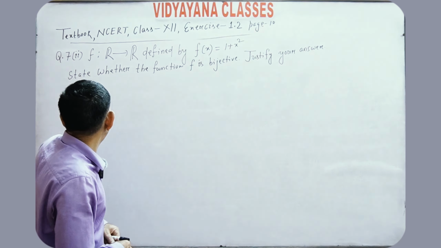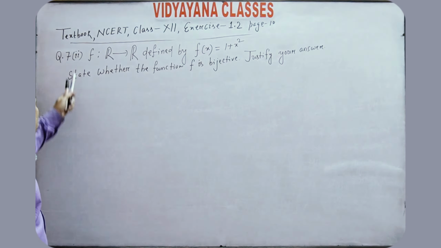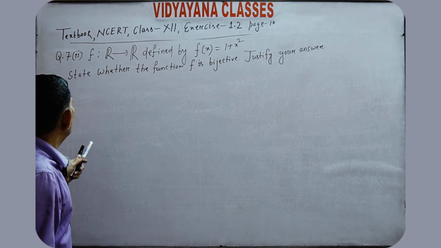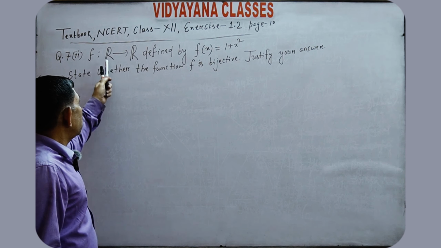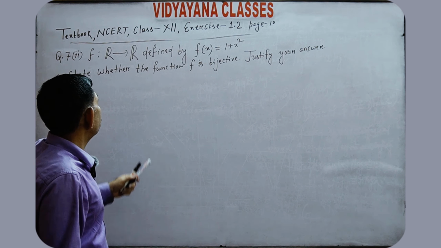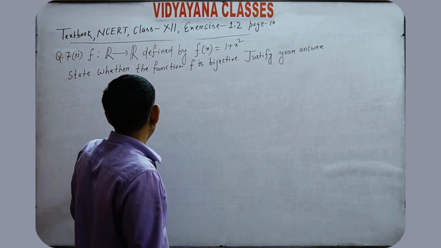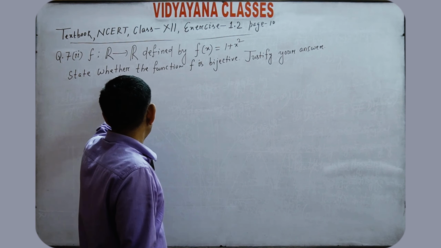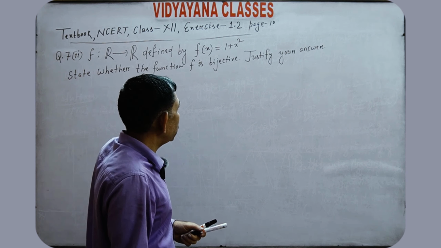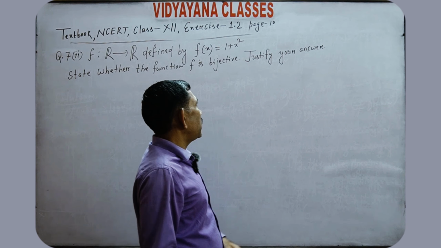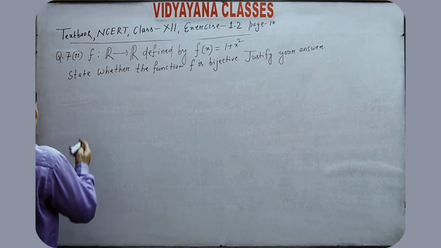Next question. Question number 7, second bit. f such that real set to real set defined by f(x) equal to 1 plus x square. State whether the function f is bijective. Justify your answer. Solution.